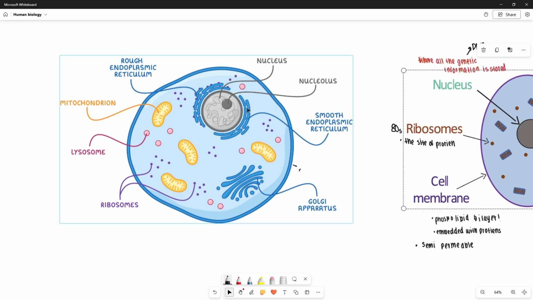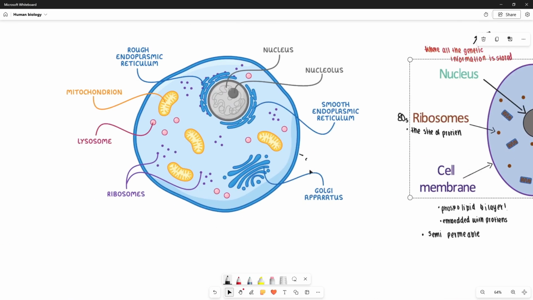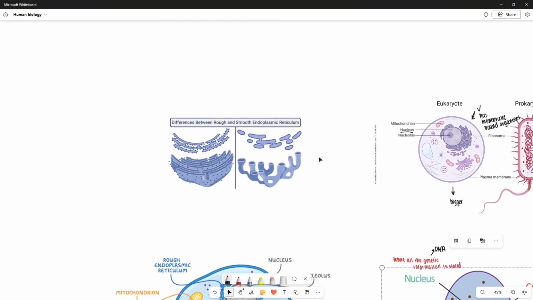We've already gone over the nuclear envelope. We've gone over the fact that the cell membrane is actually a bilayer, a phospholipid bilayer. We can go on to a bit more complicated definitions. Now, this is the rough endoplasmic reticulum. As you saw, it was surrounding the nucleus here, and we also have a smooth endoplasmic reticulum. Now, let us go to my little diagram here.